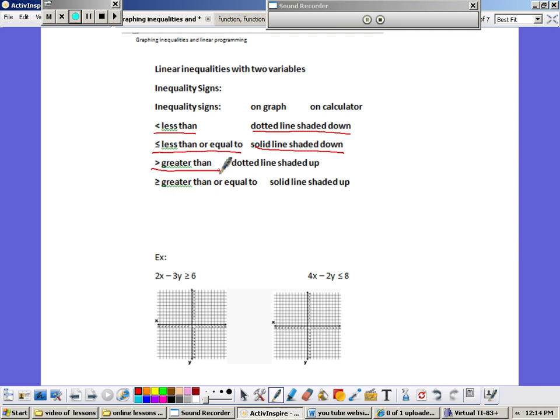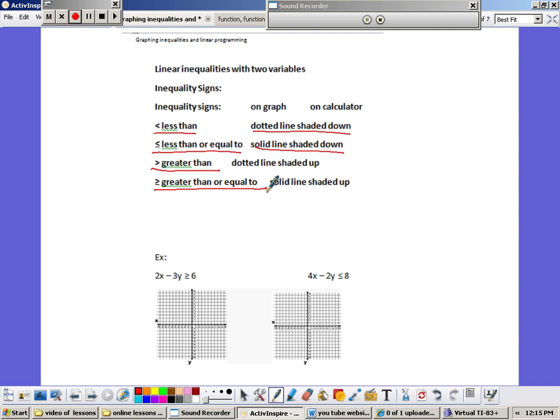Greater than is a dotted line shaded up, meaning that anything on the dotted line is not part of the solution and everything shaded up is part of the solution. Greater than or equal to is a solid line shaded up. Everything on the line is part of the solution. Everything in the shaded area is part of the solution.